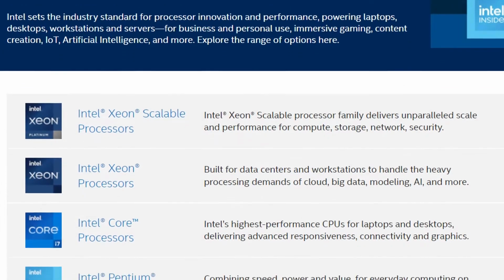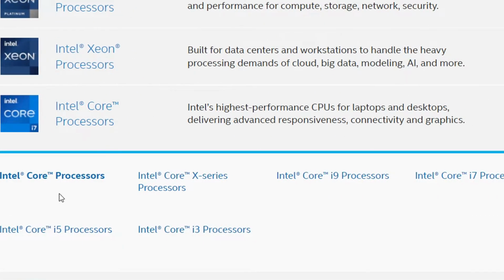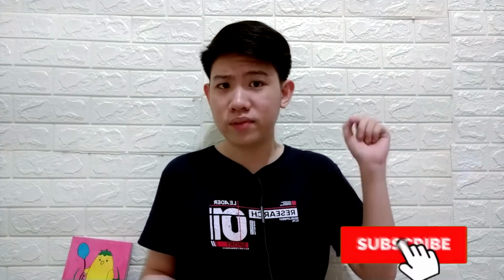Okay, now for Intel processors, they've got a couple of brands such as Celeron, Pentium, Core, and Xeon. However, for today, we're going to talk about the Core series only. So make sure to subscribe if you want to know more about the others. Anyway, the Core series is usually targeted at your average consumer with a decent budget and a relatively normal workload.